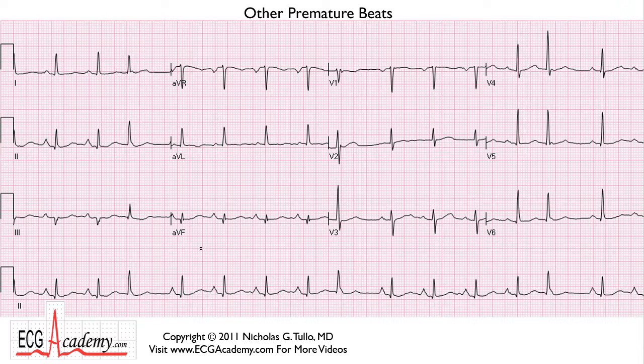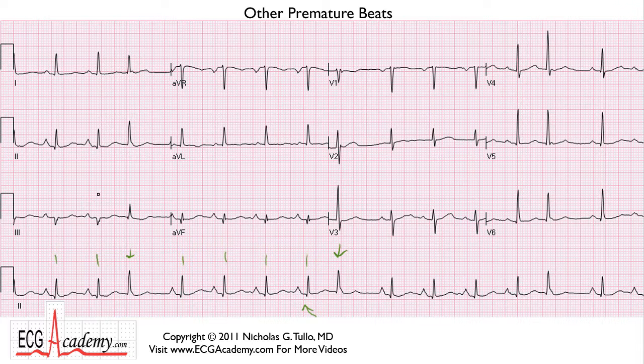And if you scan the forest, you can see that for the most part, it's fairly regular, except that there are these premature beats every now and then. It's regular, regular, regular, and then you have a premature beat. Now, does the premature beat look exactly the same as the underlying rhythm? No, it does look a little bit different.